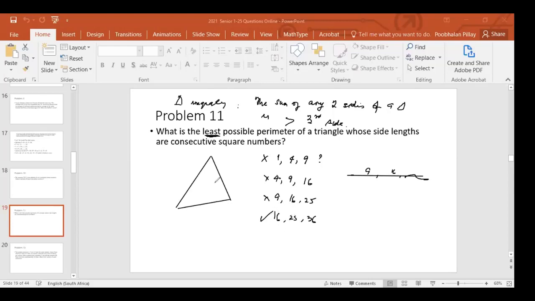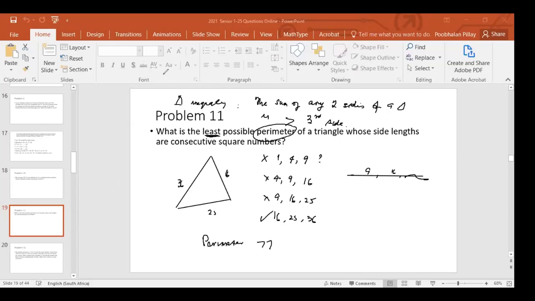So this is a triangle which has sides 16, 25, and 36. The question is, what is the perimeter? We simply add up all these numbers. 16 plus 25 plus 36 is 77. So it's 41 plus 36. That's the answer. There are no units given here, so you just leave it as 77. If they had centimeters, you'd put centimeters. So that is how you work problem 11 out.